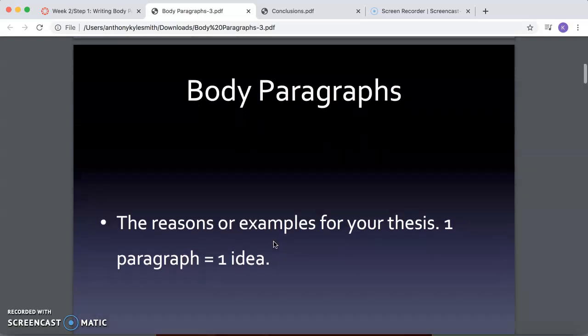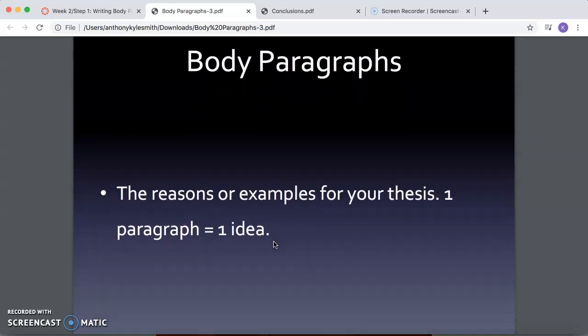So how do you write a body paragraph? Well, what makes a paragraph a paragraph? Some students don't know this. So a paragraph is devoted to one idea. When you write about a new idea, you indent and you begin a new paragraph. So each idea in your typical college essay is about 5 to 7 sentences.